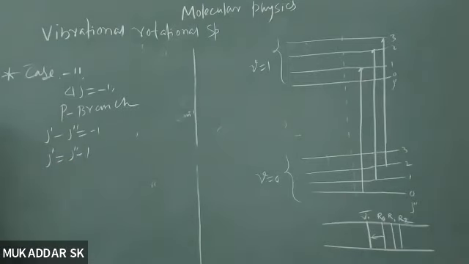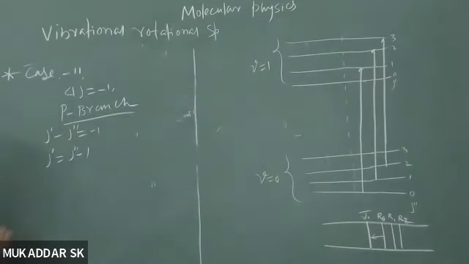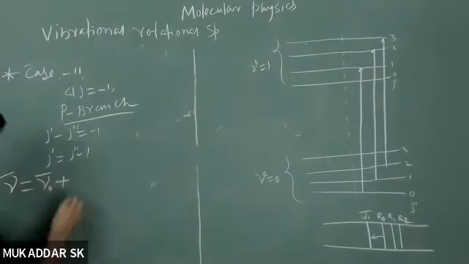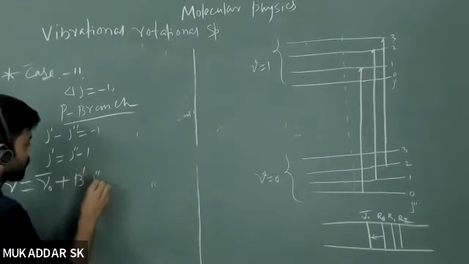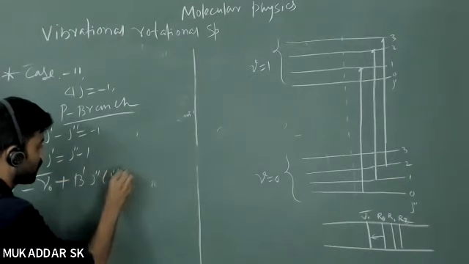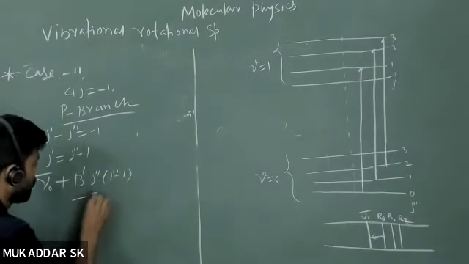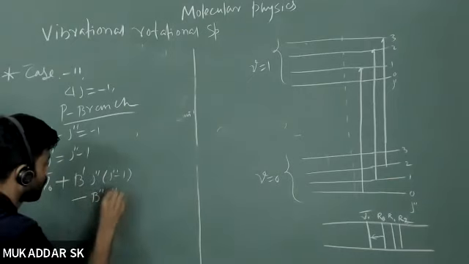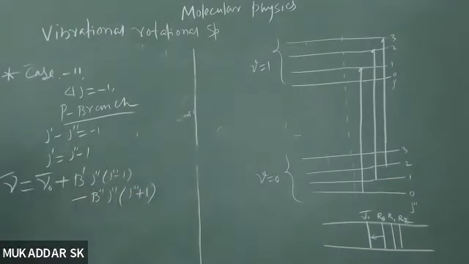So now if you substitute in your original equation, so you can mention here, okay, I have mentioned here P branch. So now the wave number will be how much? It will be simply nu 0 bar. Then B dash, it will be J dash into J double dash -1. Then the last term will be B double dash J double dash plus 1.